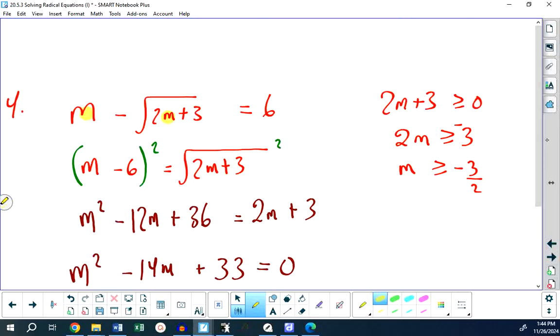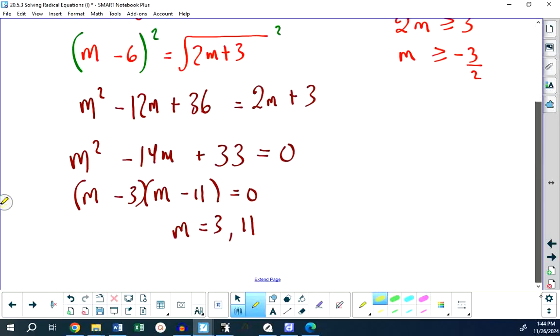What about 11? Well, I put 11 in. 11 minus root 25 will be 11 minus 5, which is 6, and that works. And I hope that you're okay with me not showing all that work. I mean, you can do that on your own.